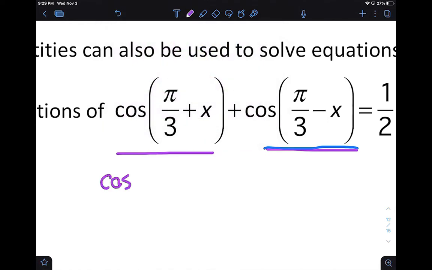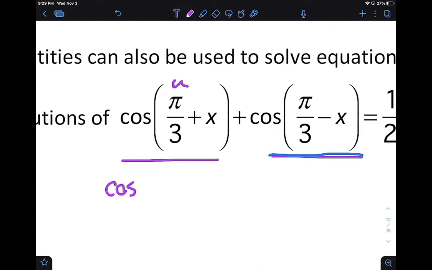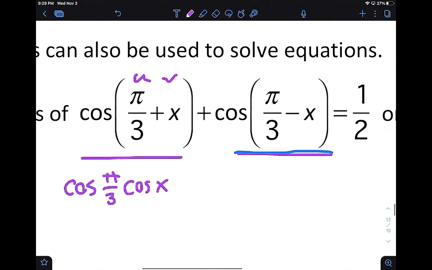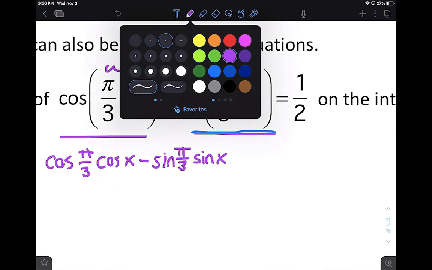So the cosine formula, this is u and v. So this will be cosine of pi over 3, and then it'll be times cosine of x. And the next part will be minus, the opposite sign of this right here, minus sine of pi over 3, and then sine of x. So that'll be that whole thing that's in purple.